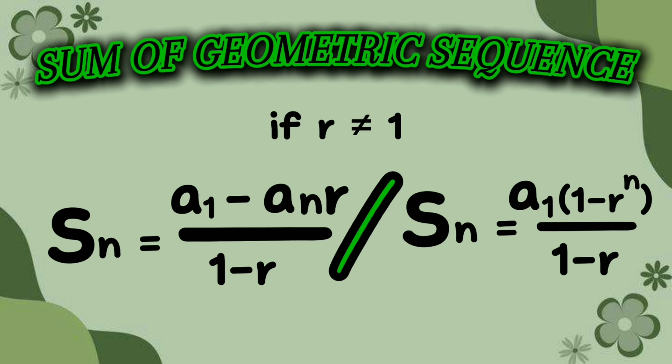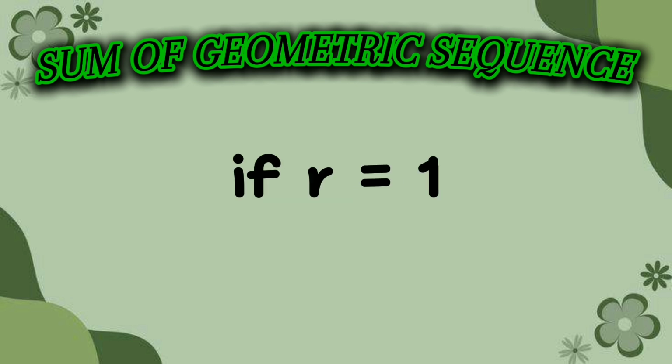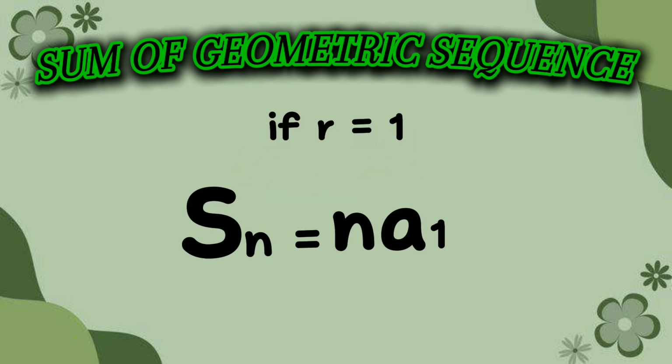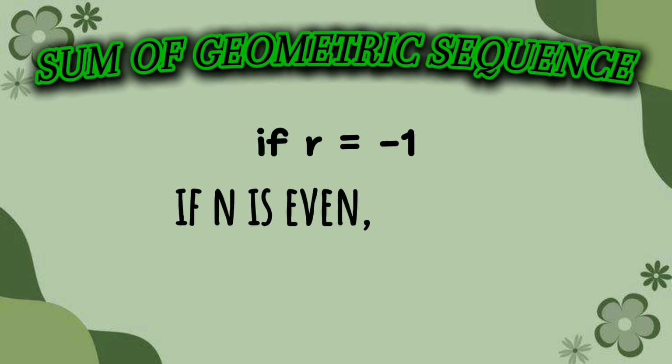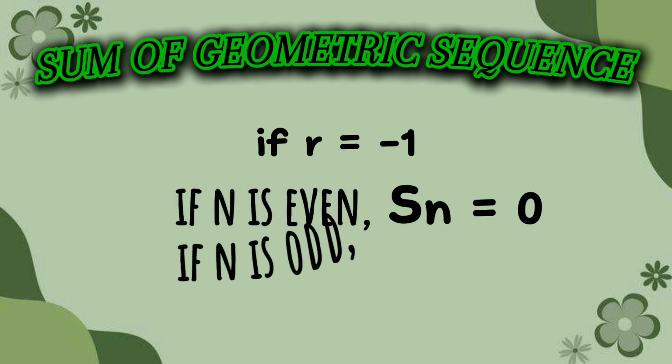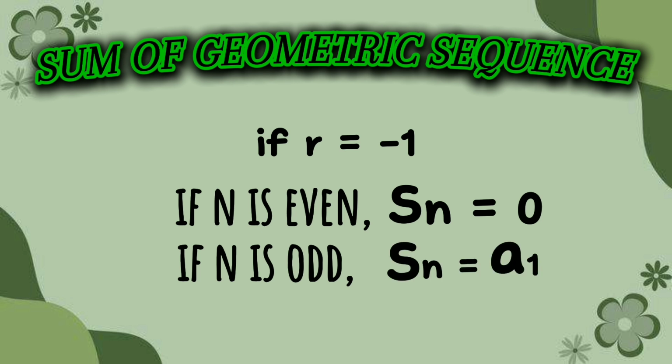1 minus ratio. If the ratio is equal to 1, S sub n is equal to the number of terms times a sub 1 is the formula we are going to use. The last one is if the ratio is equal to negative 1. If the number of terms is even, S sub n is equal to 0. And if the number of terms is odd, S sub n is equal to a sub 1.